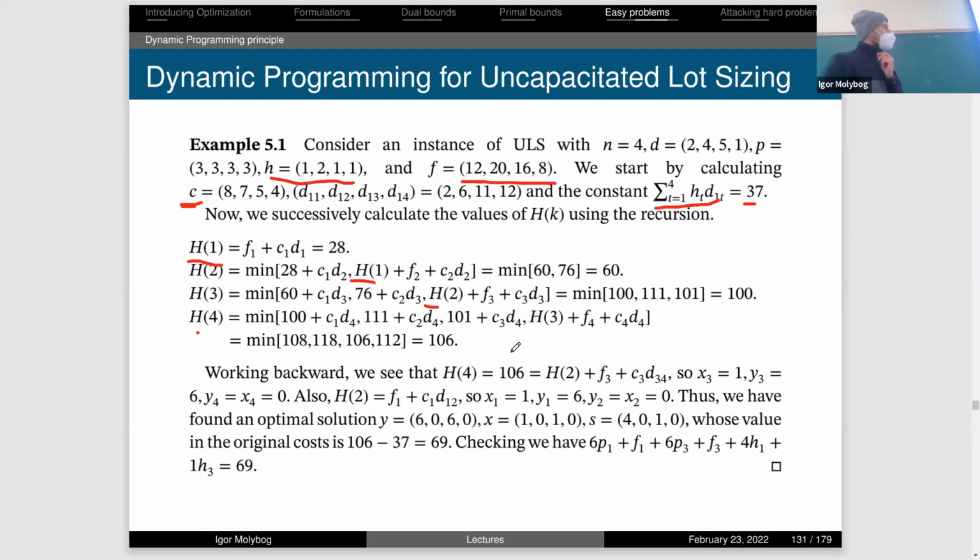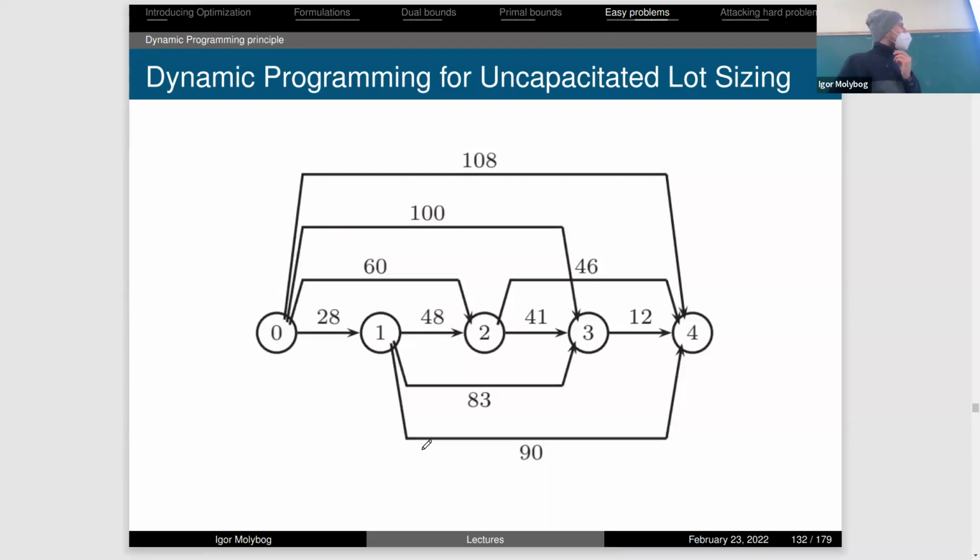Well, working backwards, we see that h of 4 is equal to 106, which is equal to h of 2 plus f3 plus. So basically, this part here is proving to you that this is in fact the optimal solution, but it's probably not the main part here. The main part here is the following.